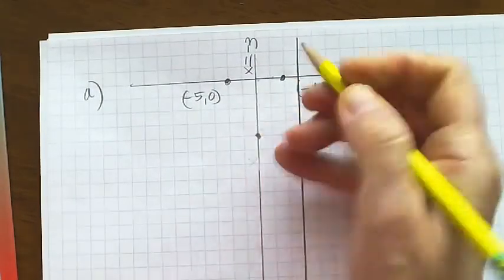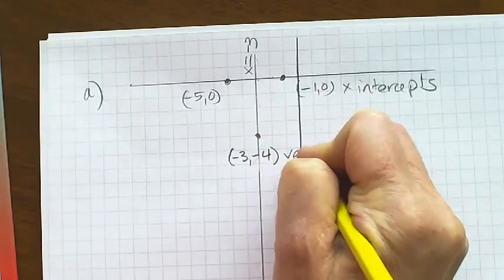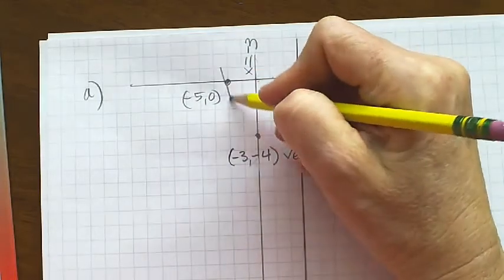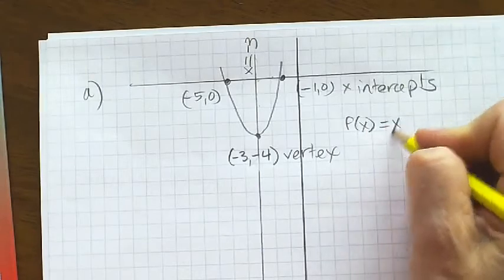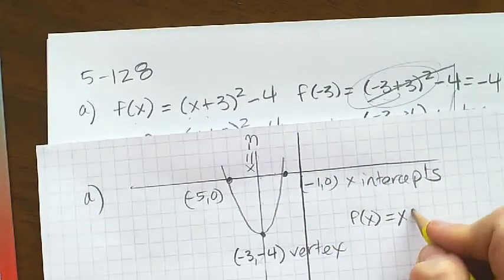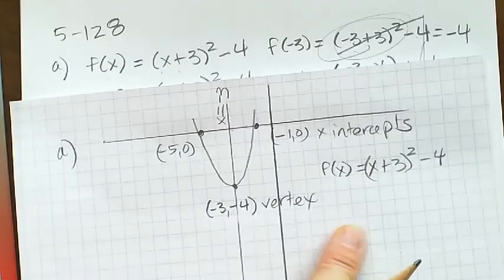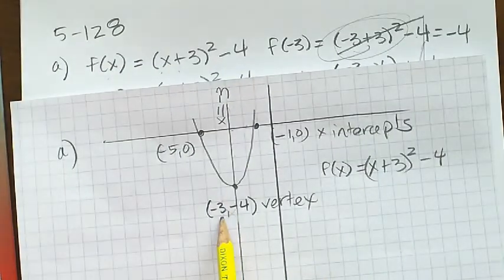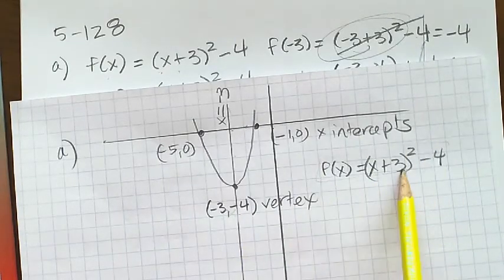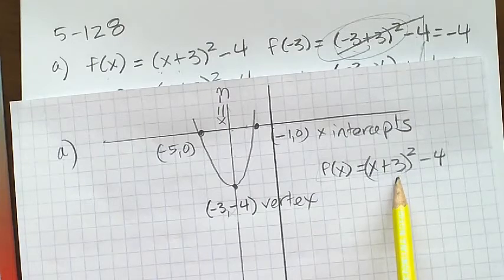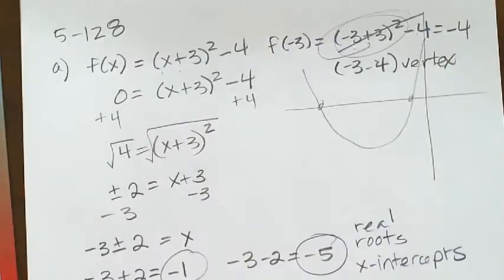1, 2, 3, 4. And I want you to see the connection here. This equation was f of x equals x plus 3 squared minus 4, and look at where that vertex is. The vertex is at negative 3, negative 4. This is written in a way that you can see the vertex. So that is going to come in very handy as you move forward with parabolas.